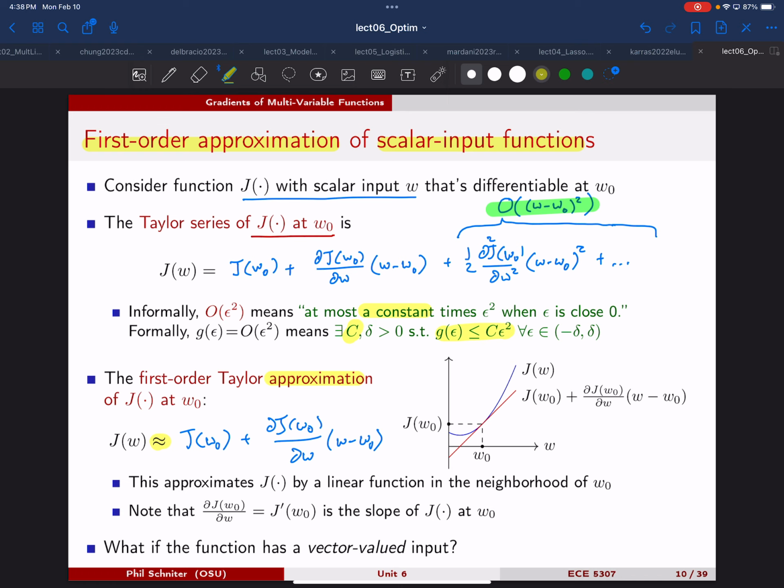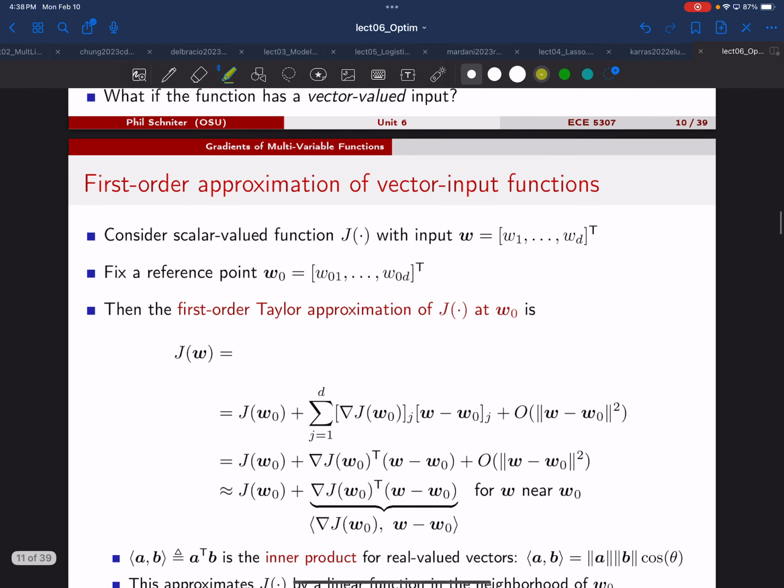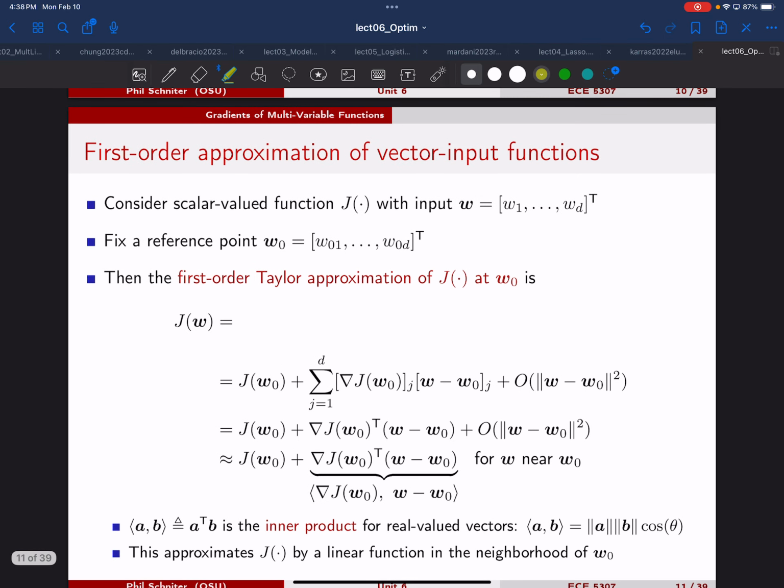Okay. So let's repeat this for vector input functions. So that means J takes in a vector, and we'll say this vector is W1 through WD. So now we have to fix a reference point. Again, we'll call it W0, but this W0 is a vector. So if we look inside, we would have W01, W02, all the way to W0D. So we would like, again, to do a first-order Taylor series approximation. And so it has a similar form, just a tiny bit different.